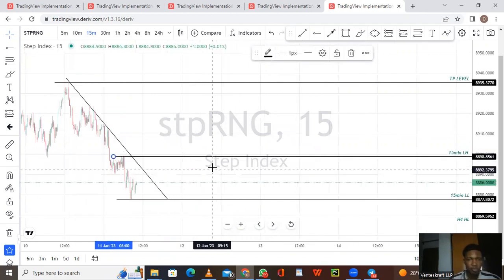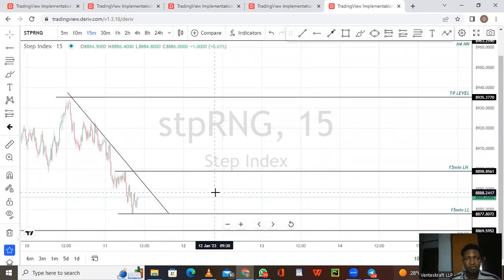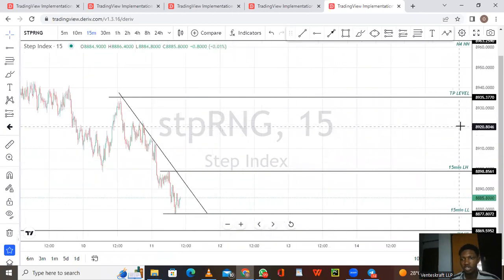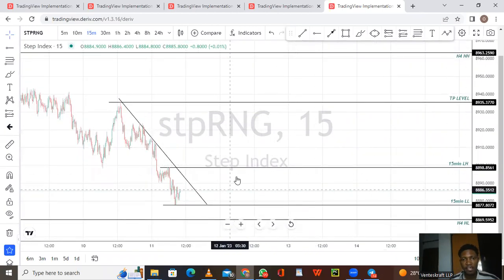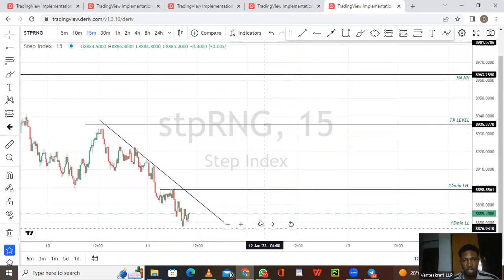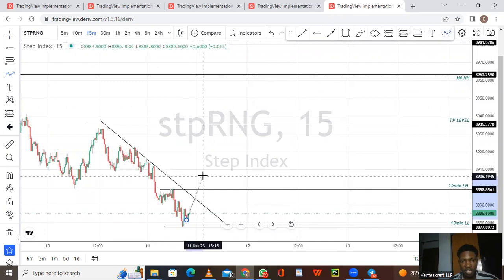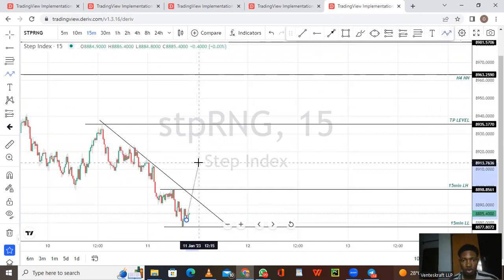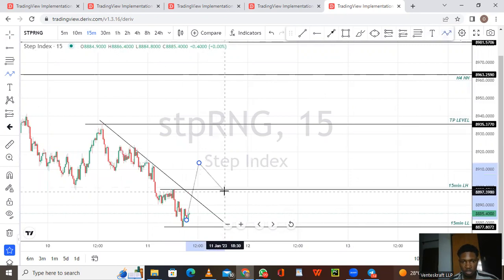So for me to have a proper entry, I can actually expect that there should be a shift in market structure, or transition. We call it transition. I'm still going to make a video on transition.